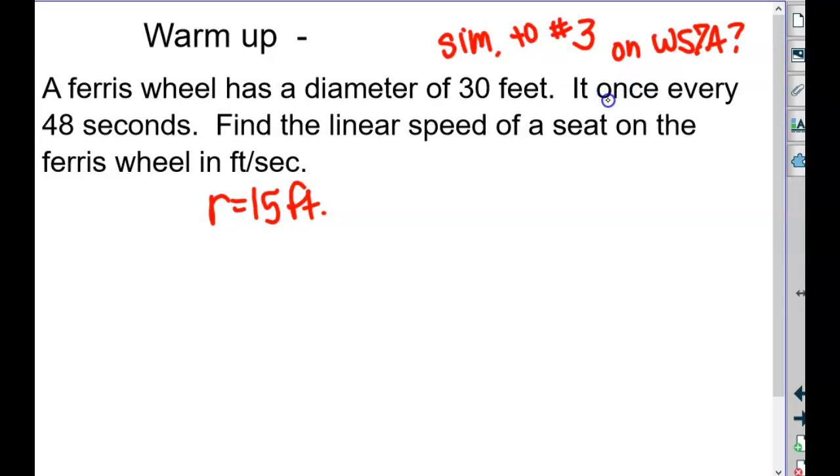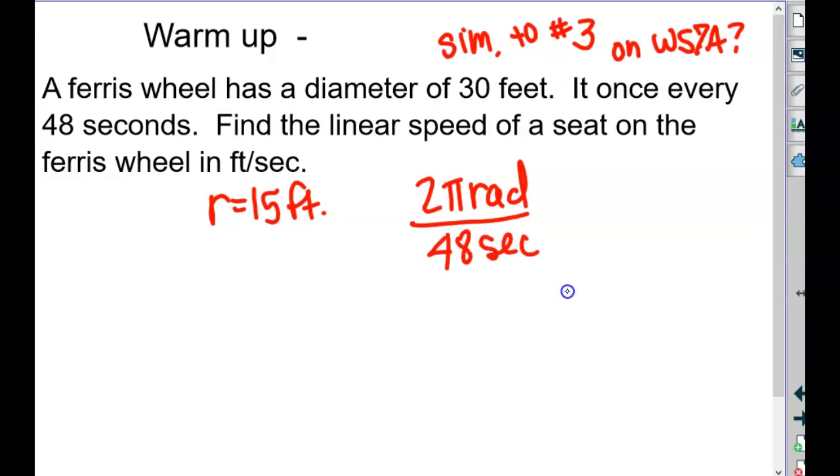Okay, I think I may have left out a word. It turns once, or rotates once, every 48 seconds. It makes one revolution. Okay? So it doesn't seem like they gave us enough information to find the linear speed. But one turn is how many degrees? 360, which is how many radians? So 2 pi radians in 48 seconds.